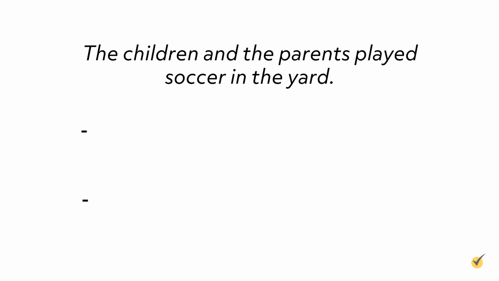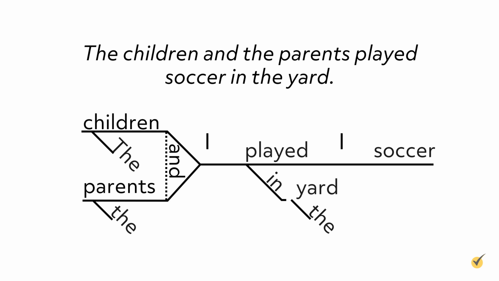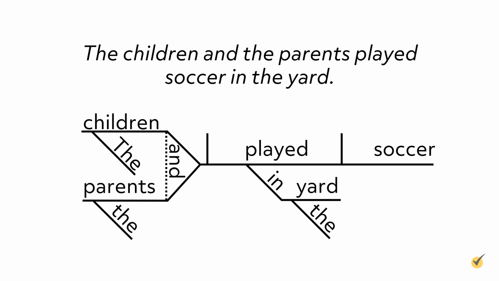Create 2 horizontal lines for the 2 simple subjects, children and parents. Use diagonal lines to connect them to the line where the simple predicate or verb begins. Draw a dotted line connecting the 2 simple subject lines and write the conjunction "and" on this line. Add the remaining parts of speech as you would in a sentence with a single subject.